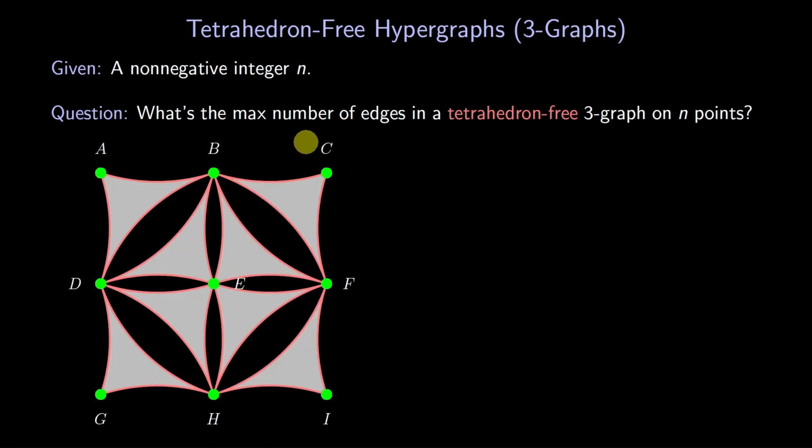For example, here's a tetrahedron-free hypergraph. It has 9 points and 8 edges. Can we have more edges in a tetrahedron-free hypergraph on 9 points? Yes, way more. We can have 54 edges, as we'll see next.